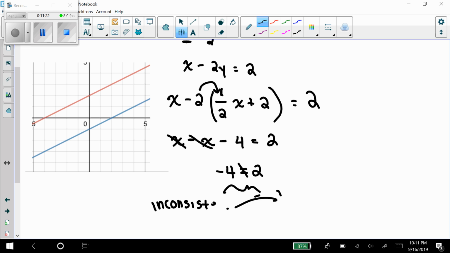Sorry, I had some technical difficulties. Since I get this weird conclusion at the end when I'm trying to solve for a variable, -4 equals 2, obviously we know -4 does not equal 2. So there is no point of intersection. So it's inconsistent. And obviously, when looking at the graph, we can tell that these two lines are parallel, and we know that parallel lines never intersect.